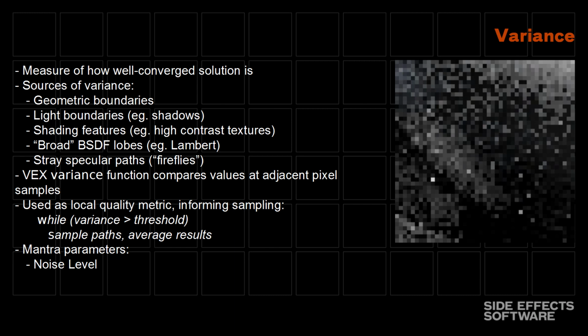So we say, for example, in pseudocode, while the variance is above a threshold, we sample more paths, we average more results. And hopefully, as a result of tracing more paths through the scene, we average out any spikes in terms of illumination. The Mantra parameter that you're interested in is called noise level. VM variance is the parameter name, the actual parameter itself. Lower noise levels reduce the amount of variance or tolerance that is allowed for any given pixel. So those are the ones you want to tune.